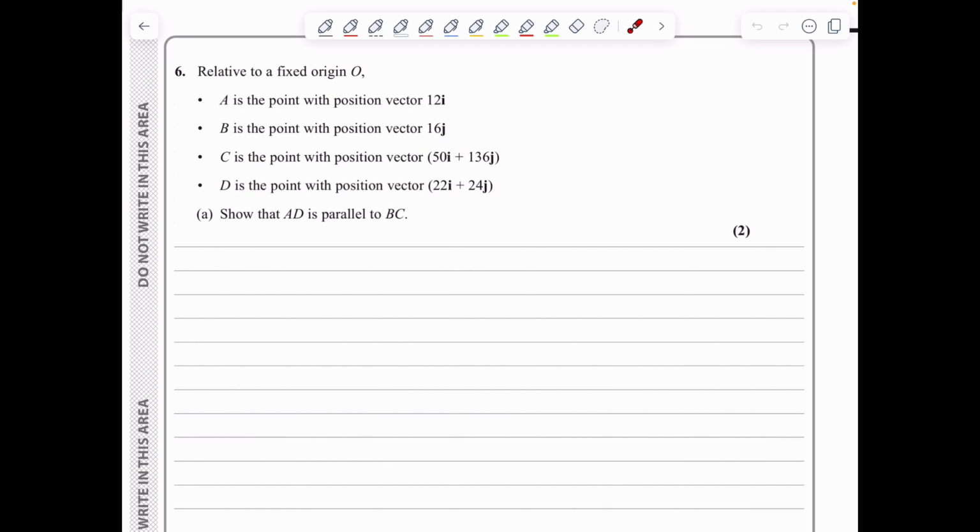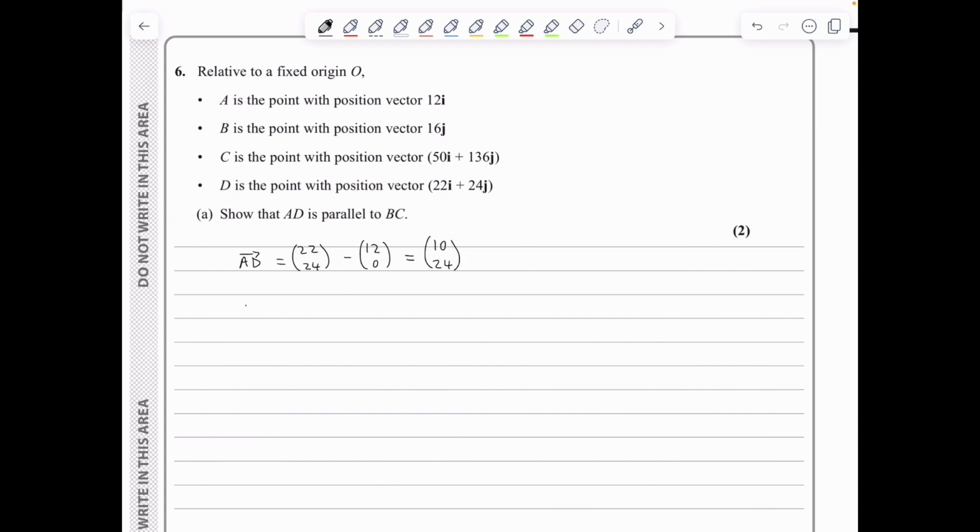In question 6, we are given the position vectors for points A, B, C, D, and we need to show that AD is parallel to BC. So I will start by finding the vector AD. So it's always the second letter minus the first letter. So the position vector of D is (22, 24). The position vector of A is (12, 0). This turns out to give me a result of (10, 24).